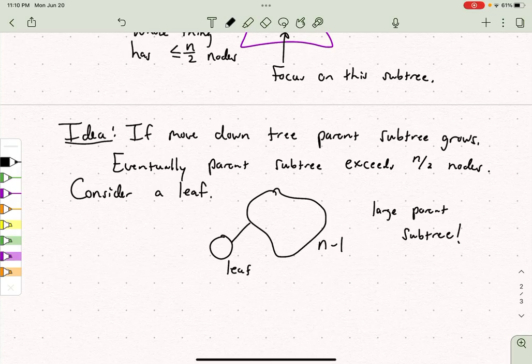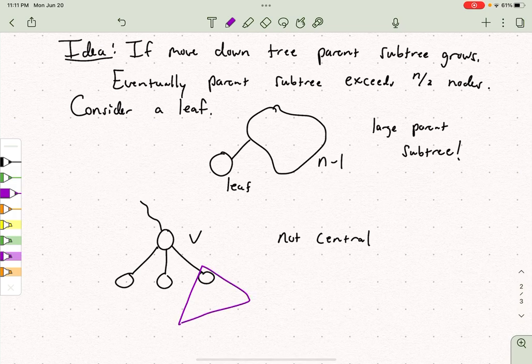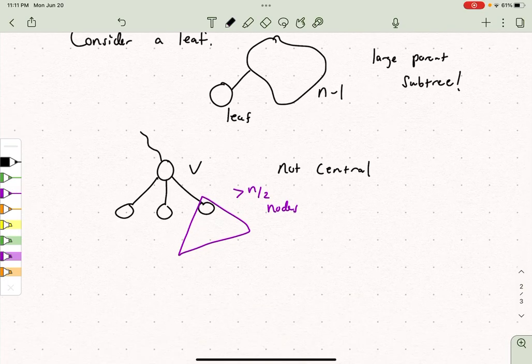Okay, so we know we can keep moving, and eventually the parent subtree gets too big. But what happens right before it gets too big? The idea is right before the parent subtree gets too big, it must be that everything else isn't too big. So if we have some v, and we have some children of v, and let's say v is not central. Because v is not central, we again know there's some subtree with greater than n over 2 nodes. And at this point, when we move here, the parent has more than n over 2. So we're assuming this one, which we'll call w, has greater than n over 2 in its parent.